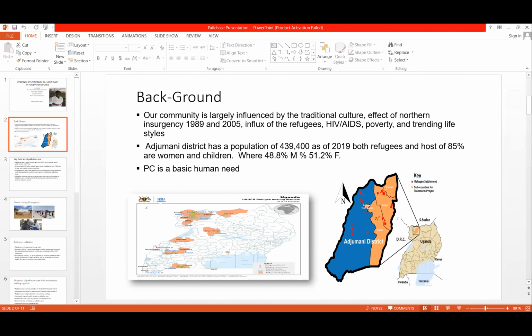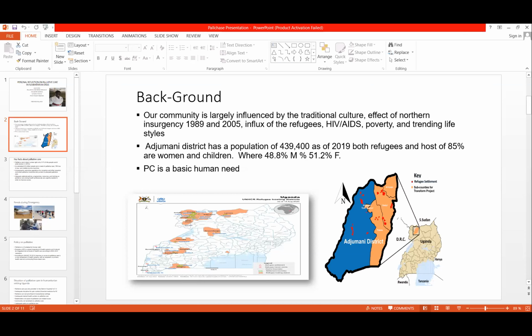Our community is largely influenced by traditional culture, the effect of the northern insurgency of 1989, refugees in our community, then HIV, poverty and traditional lifestyle. 400,000 refugees have come into Uganda since 2013 to date. 80% of the refugee population are women and children, with 48.8% male and 51% female.